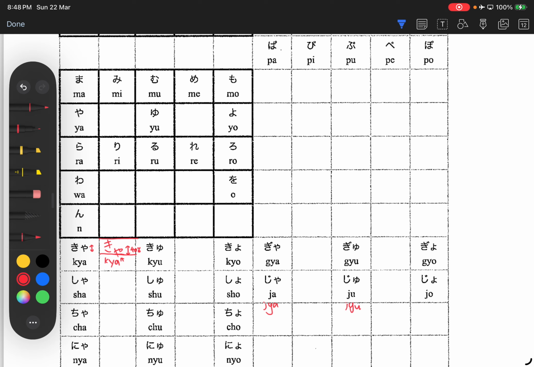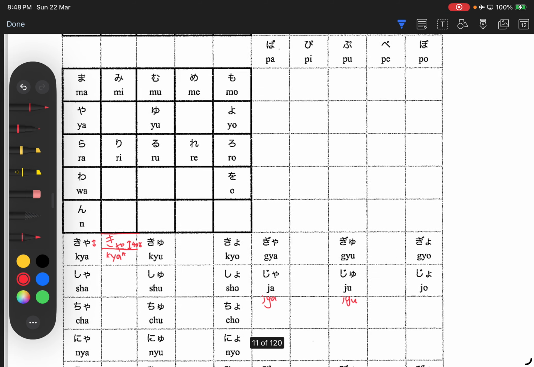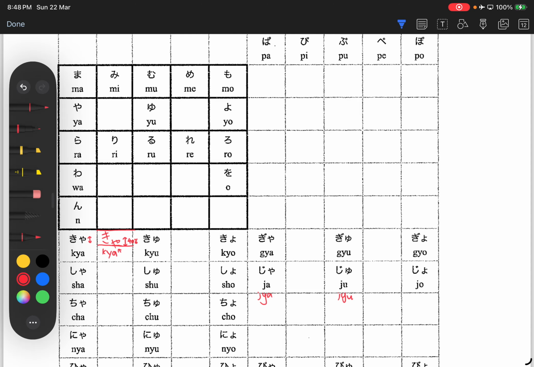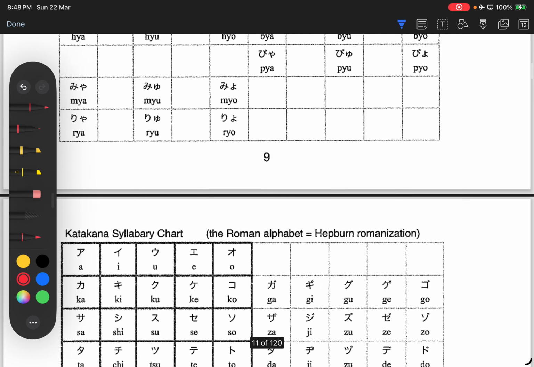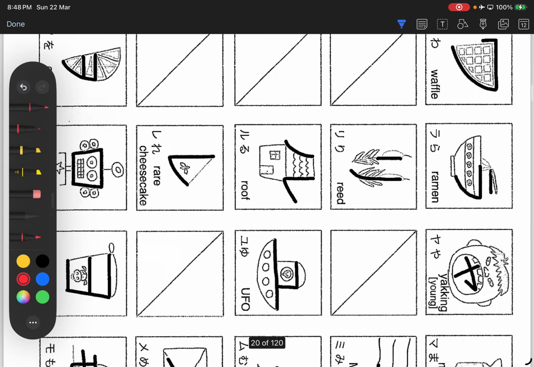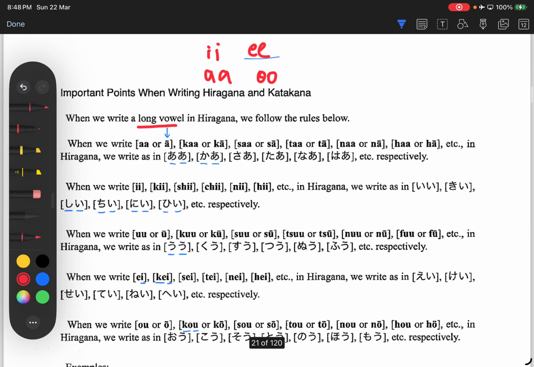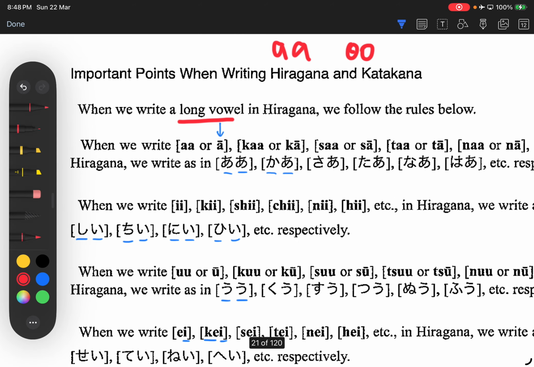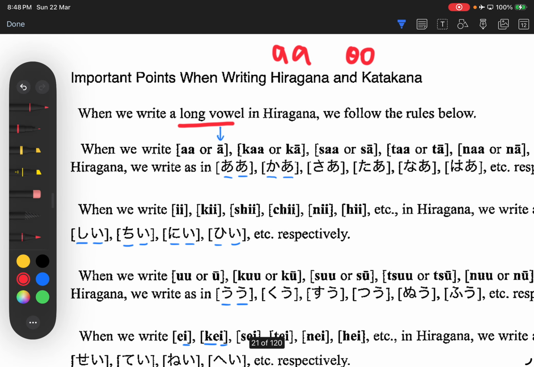In Chinese we have the I, U, E, O, and we have the up and down, the hanyu pinyin, right? We have so many sounds. So in Japanese it's going to be way more sounds than that as well. Okay, so we will go on to this page. Important points when writing hiragana and katakana.